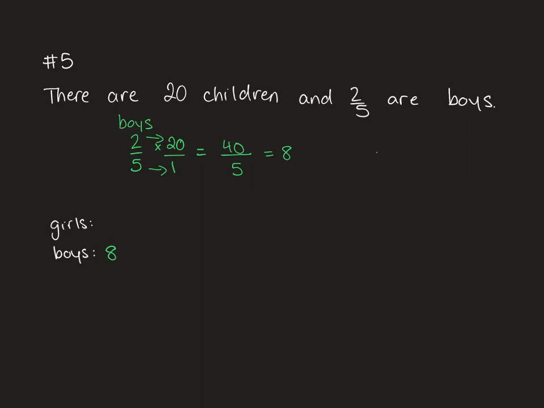So to find the number of girls, we know there's 20 children. We subtract the 8 boys, and that leaves us with 12. Leaves us with 12 girls. So there are 12 girls and 8 boys in this class.